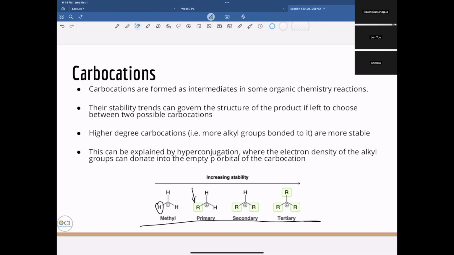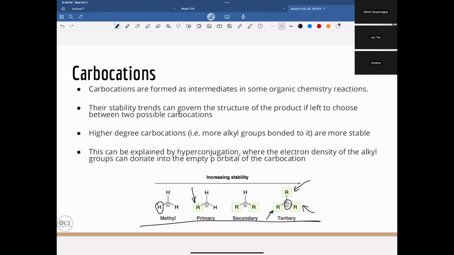We can use the argument of hyperconjugation to explain the stability of these. Basically, what hyperconjugation is stating is that since this carbocation here is surrounded by a lot of alkyl groups, these alkyl groups will donate their electron density towards this carbocation, and it'll stabilize that carbocation more, right? Because electrons are negative and donating more to the positive site will stabilize it. That's why tertiary carbocations are the most stable of these four. Got it? Any questions? Say that last bit one more time.